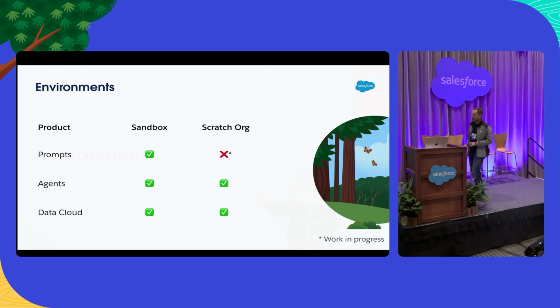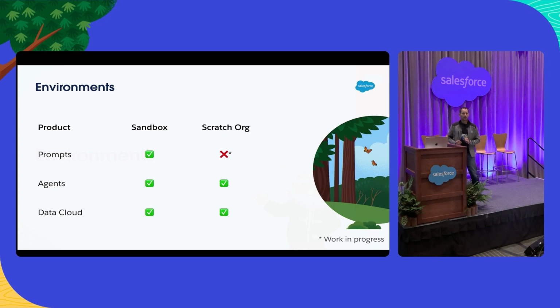So if I start with sandboxes, which is, I would say, your typical development flow, everything is supported as of right now. The last missing item was Data Cloud, which just got added in August. There now is support for sandboxes for Data Cloud. There are some restrictions. I'm going to call them out later in the next slide, but I want to show you that at least for sandboxes, everything is green.